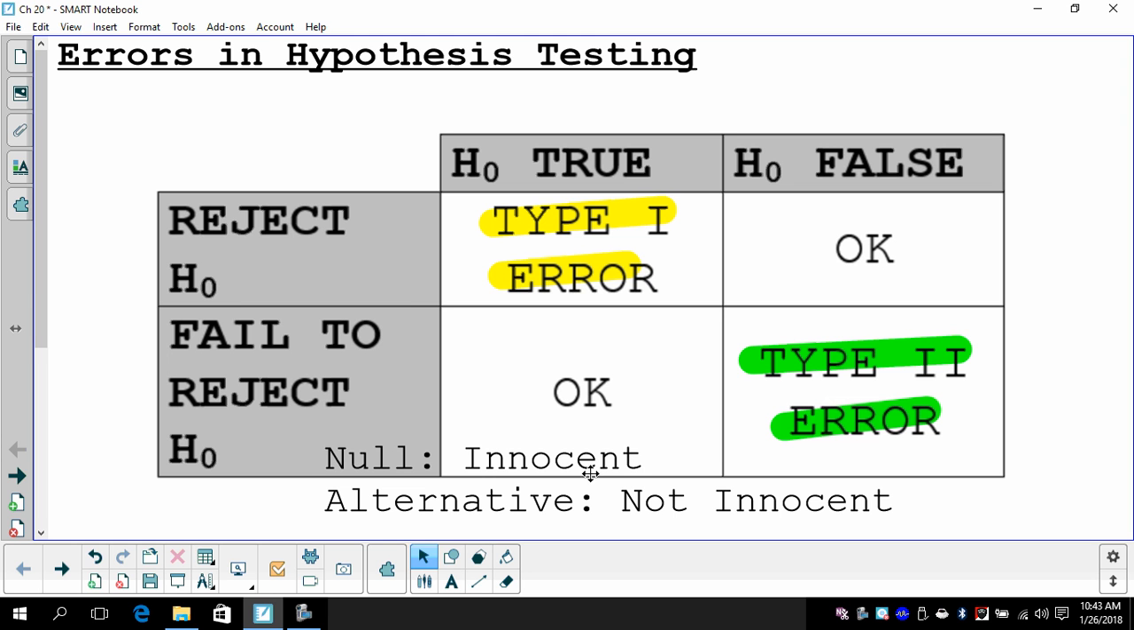Again, there's no way for us to know that they were innocent. The jury has to use the evidence at hand to either reject the null or fail to reject it. So if we reject their innocence and they're actually truthfully innocent, that's a type 1 error. A type 2 error would be us failing to reject the null hypothesis, concluding that the person was innocent, even though they were not. So basically, a type 2 error is letting a criminal walk free. A type 1 error is putting an innocent person in jail.